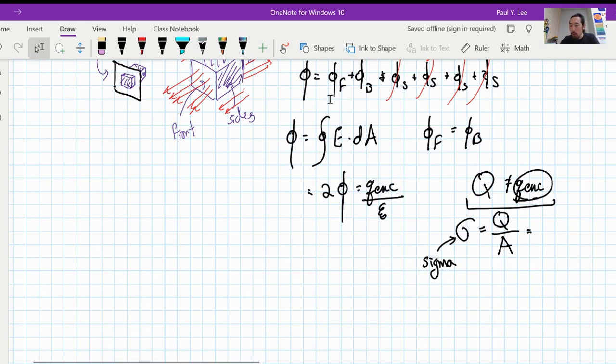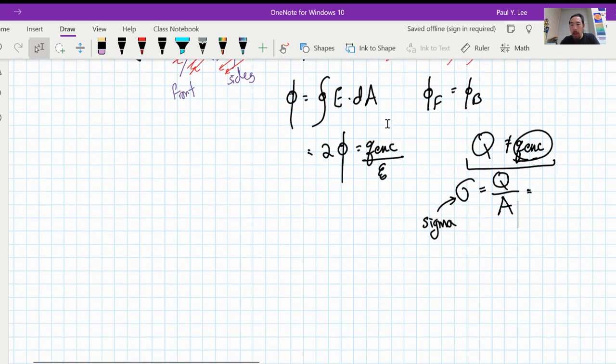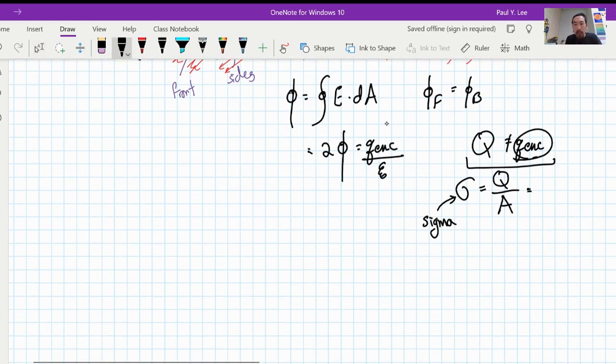So let's go back to the formula here. I'm going to go off on the side, kind of ran out of space there. We can say that, so let's do 2 phi is equal to Q enclosed over epsilon naught.